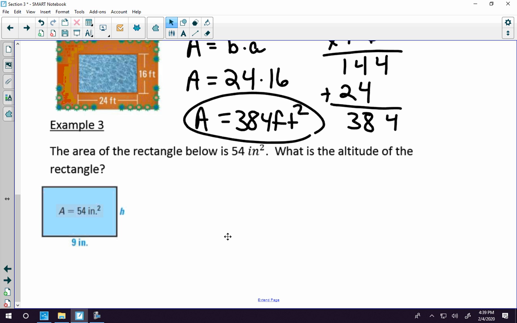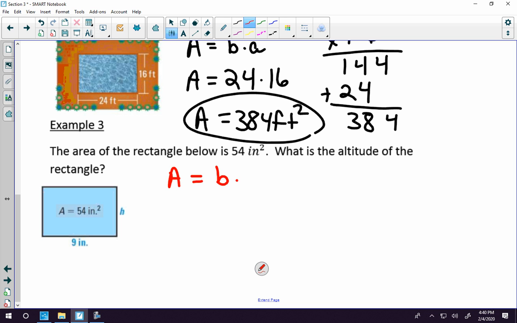Okay. Now in example 3, it says the area of the rectangle below is 54 square inches. Notice that we're given the area. It says, what is the altitude of the rectangle? So we know the area and we know the base length, and they're looking for the altitude dimension.